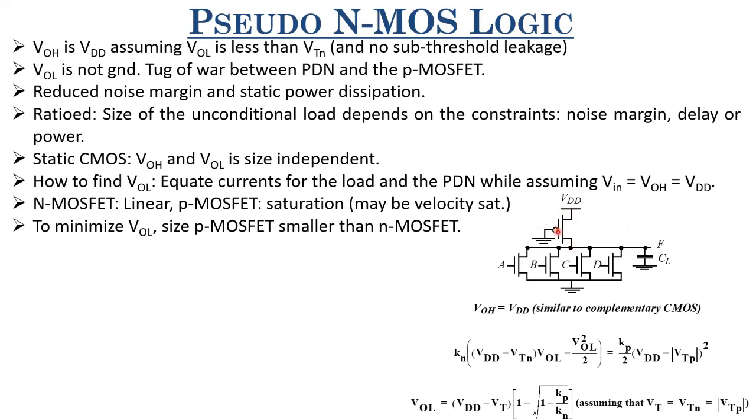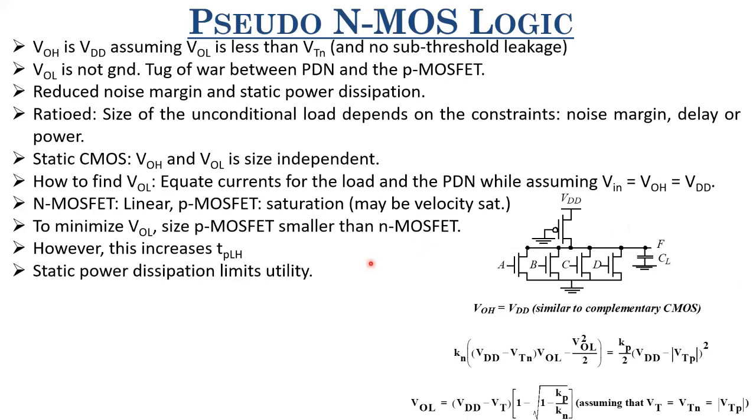When you are sizing it smaller, its resistance reduces. So this increases your TPLH, right? Now, about all that discussion, what's the gist of it? The gist of it is that static power dissipation is something that limits the utility of this design. However, it's still finding use in some designs where area is most important. For instance, when you're going for large spanning circuits, where area is most important, you can use it.